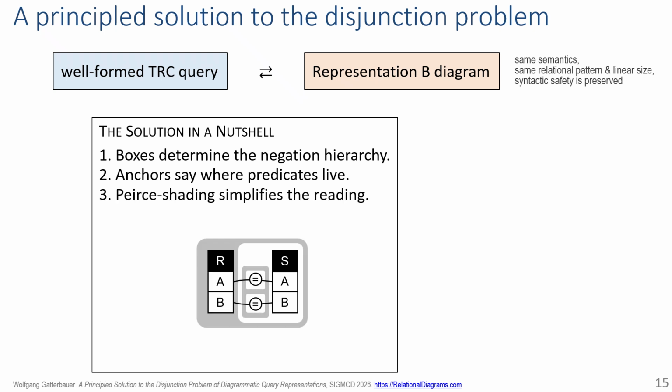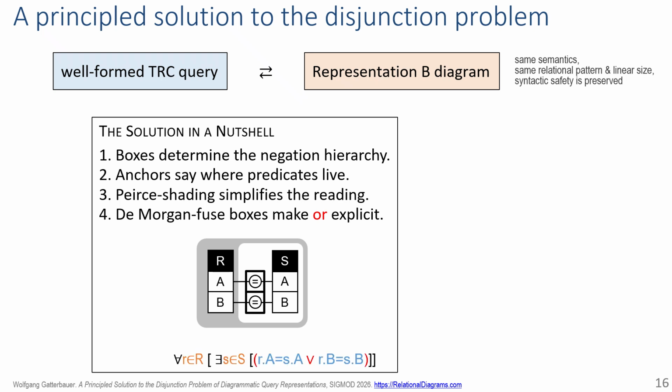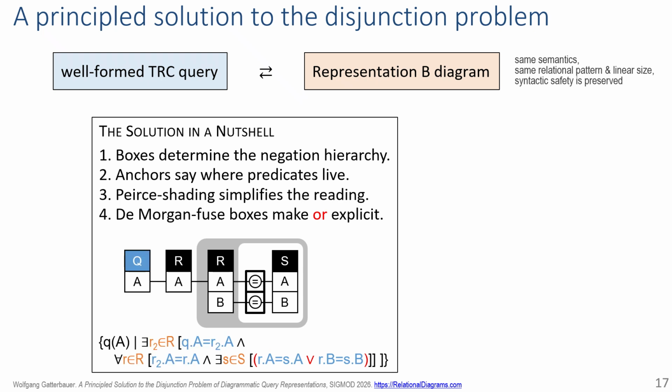The representation uses a visual trick that we call Peirce shading that simplifies the reading, namely every negation scope gets shown in alternating gray or white. And then it uses what we call De Morgan fuse boxes to recover explicit disjunctions. So this example states, for all tuples in R, there is a tuple in S that joins on either A or B. We add a dedicated output table for queries. This means statements with 3 variables. Here, for example, return tuples from R for which the earlier statement holds. For details, please see the paper. For the rest of the talk, we focus on intuition behind the solution.